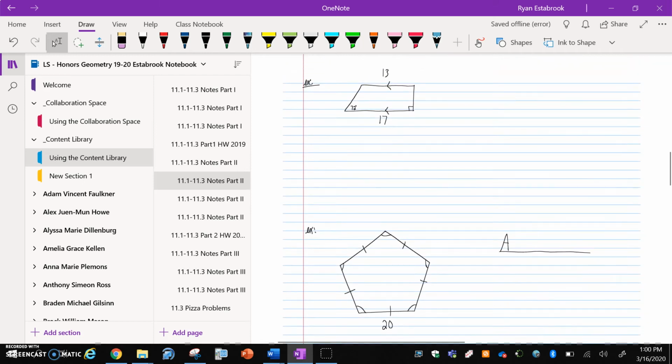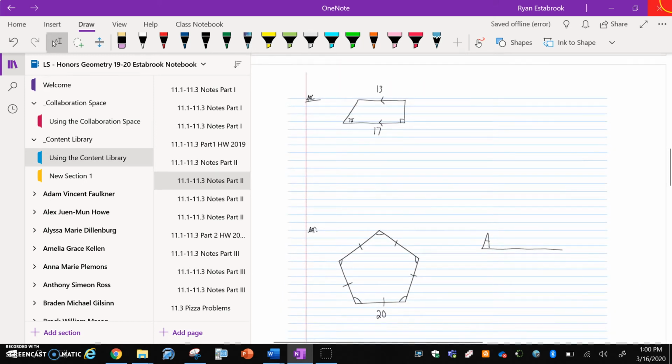All right, next couple of problems, see if you can work through those. We have a right trapezoid. We have a regular pentagon. You're going to want to draw in some more auxiliary segments. Pause the video and see what you can do.